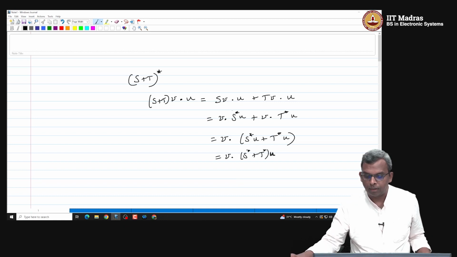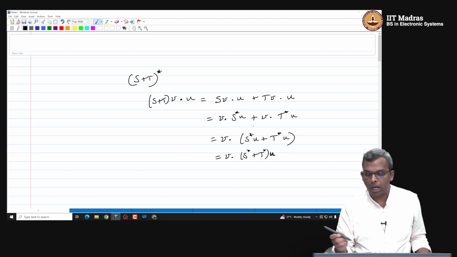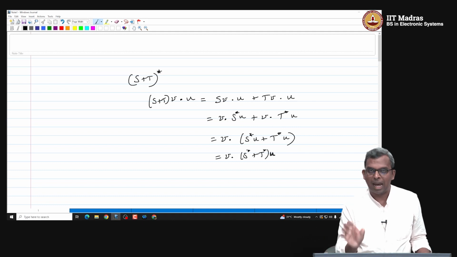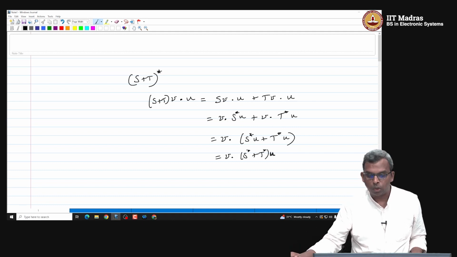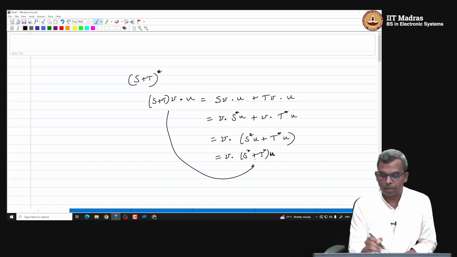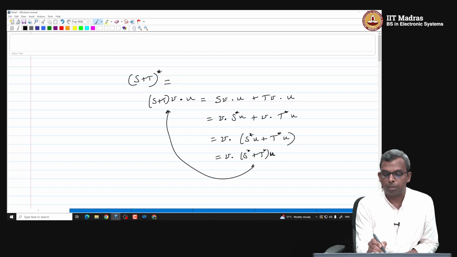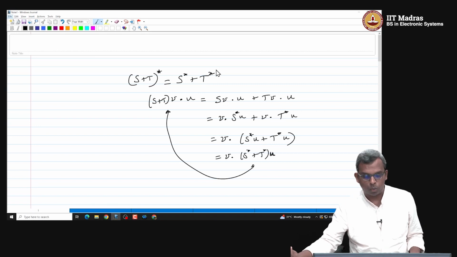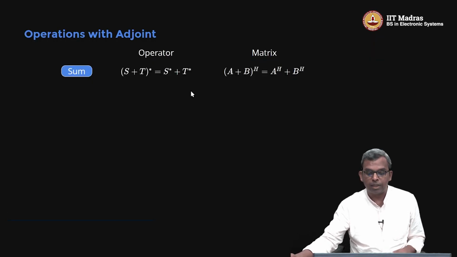Remember, with respect to addition, the second operator also just adds. Only when you multiply by a scalar do you get those other things. Here I am just adding, so this works out correctly. From this structure you can identify that S plus T whole star is the same as S star plus T star. This is the sort of method that one uses to prove these kinds of results.